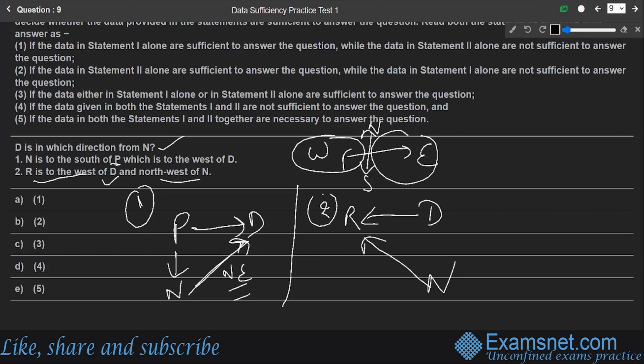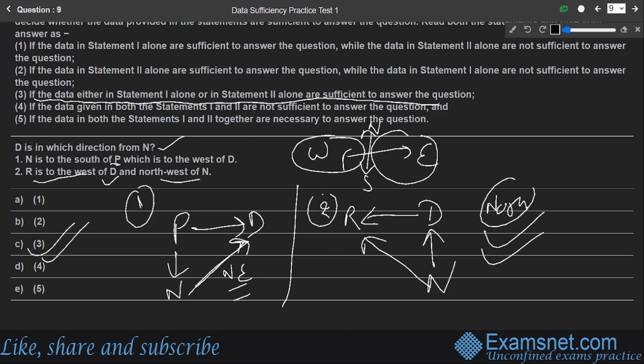Now, can we answer D is in which direction from N? Yes, we can answer. It is obviously the north direction, upward. So statement number 2 is also sufficient to answer. The answers are coming different, but that is not the point. The point is whether the statements are sufficient to answer or not. Yes, both are individually sufficient to answer the question. This is available in the option when data in either first alone or second alone is sufficient to answer the question. That becomes the right answer, option C.